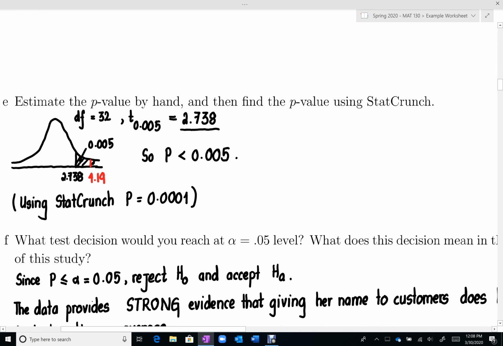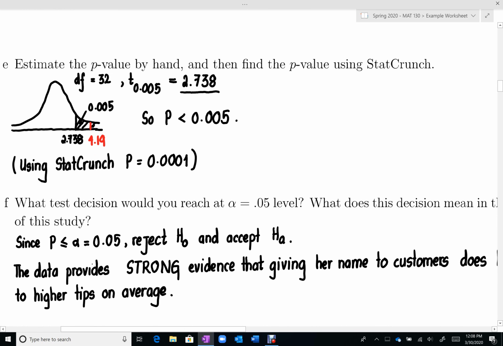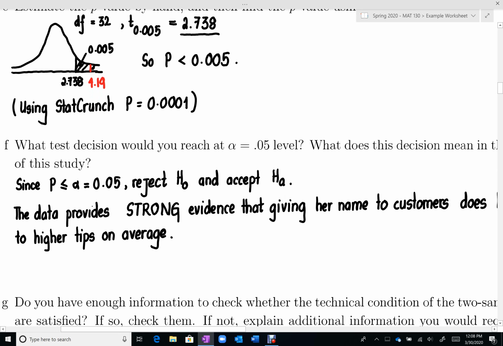So in the context of this example, what that means is that the data provides enough evidence that the waitress giving her name to the customers does in fact lead to higher tips on average. The p-value is 0.0001, which is a small probability. So there is strong evidence here for us to reject the null hypothesis in favor of the alternative hypothesis. All right, so that's the decision here.